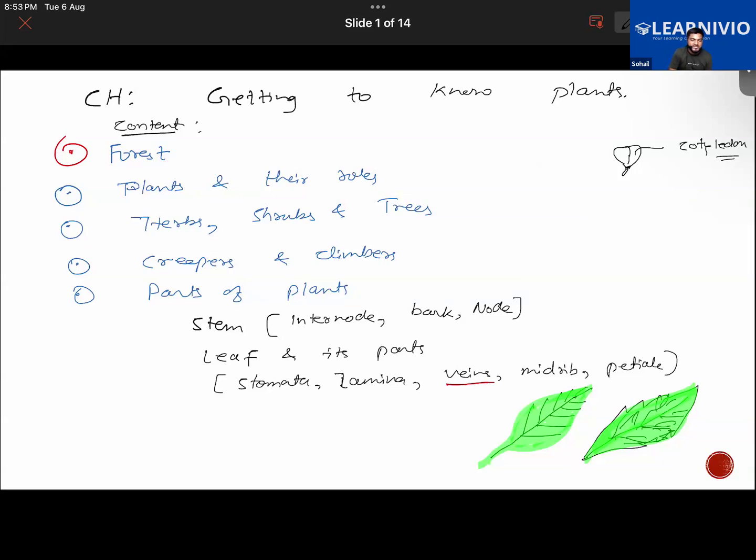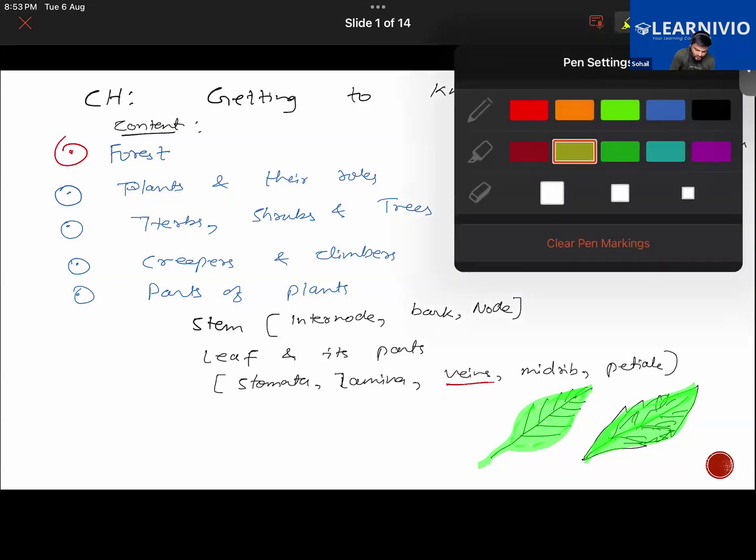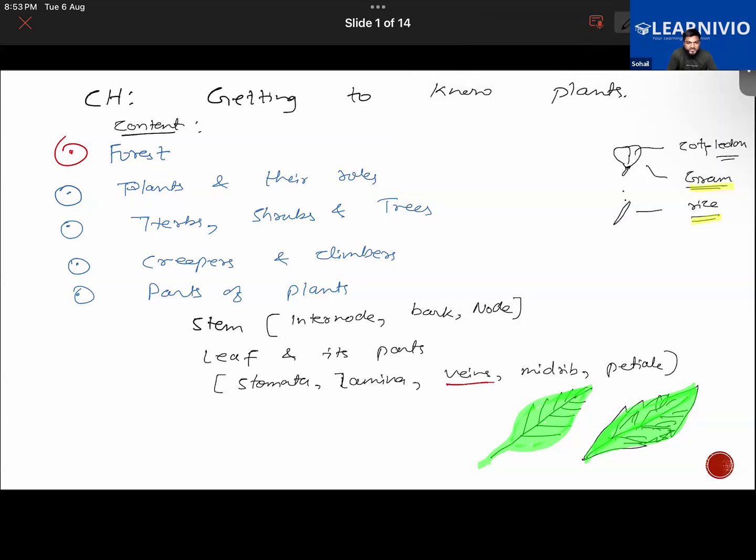See, what we were talking about was the seeds. So I said that some plants, their seeds are split from the middle, while some plants, their seeds are just like this, like rice. And let's say that is chana or gram. Gram and rice. So why are we talking about the types of seeds? Because we have observed this kind of seed which is split from the middle, which we also call dicot seeds.